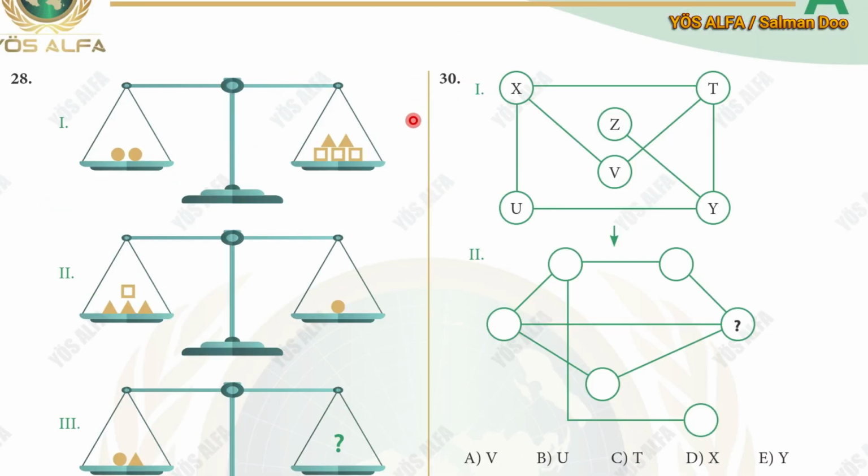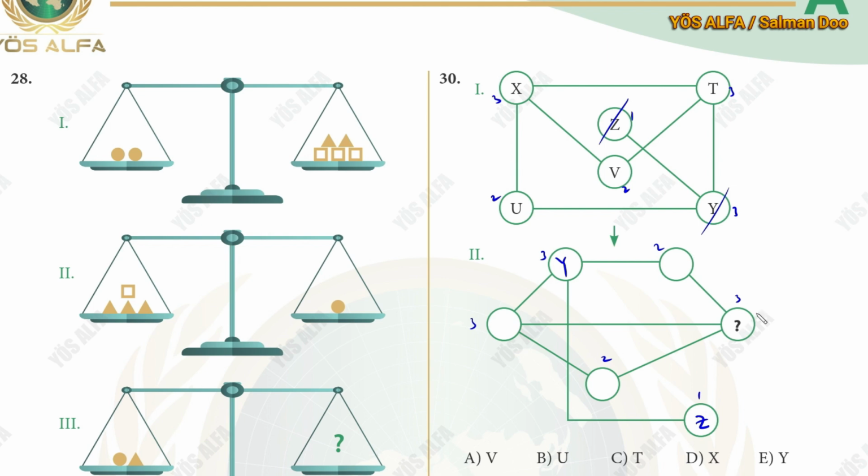30. Again, mapping problem. Let's start by counting the branches as usual. This one has 3 branches, this one 2, 3, 3, 1, and 2. Over here, this one has 3, 3, 2, 2, 3, and 1. So the one with a single branch is Z. Connecting to Z is Y. So we're done with these two.